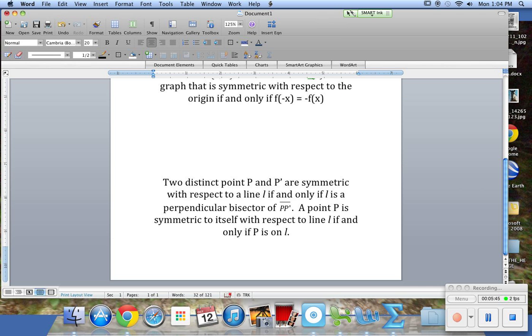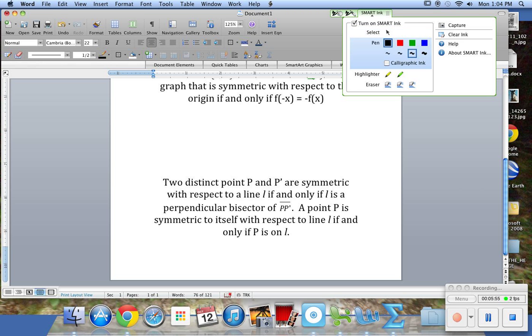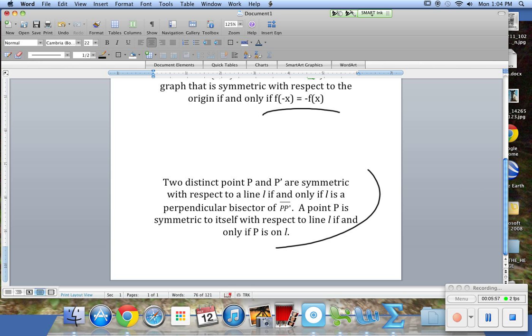Those are the main ones in this section. In section 1 is knowing these three. The real key ones are going to be this one right here and this one right here. Those are going to be the main key. So if you can draw a perpendicular line, or a line that cuts that function in half, you have found the line of symmetry. That would be line L. And if this is true, f of negative x equals negative f of x, then it would be true.